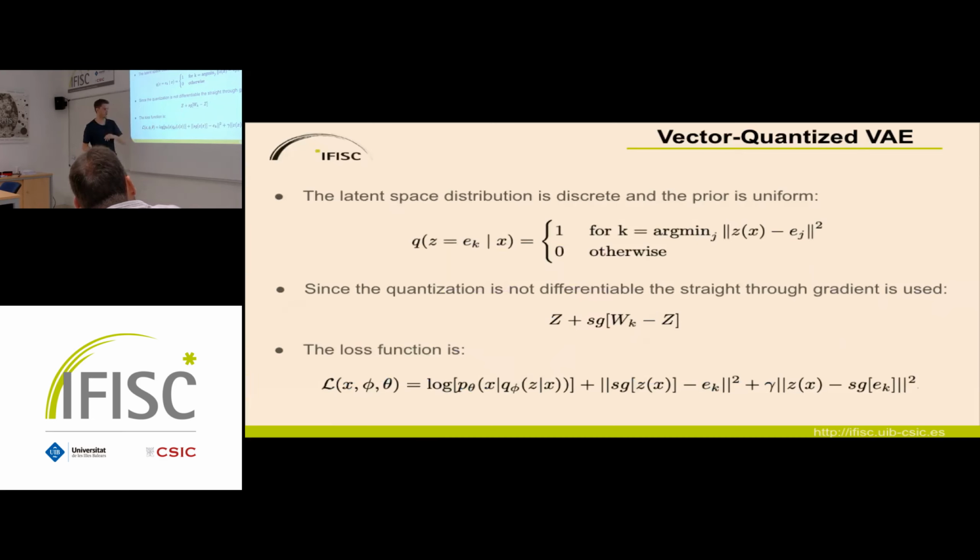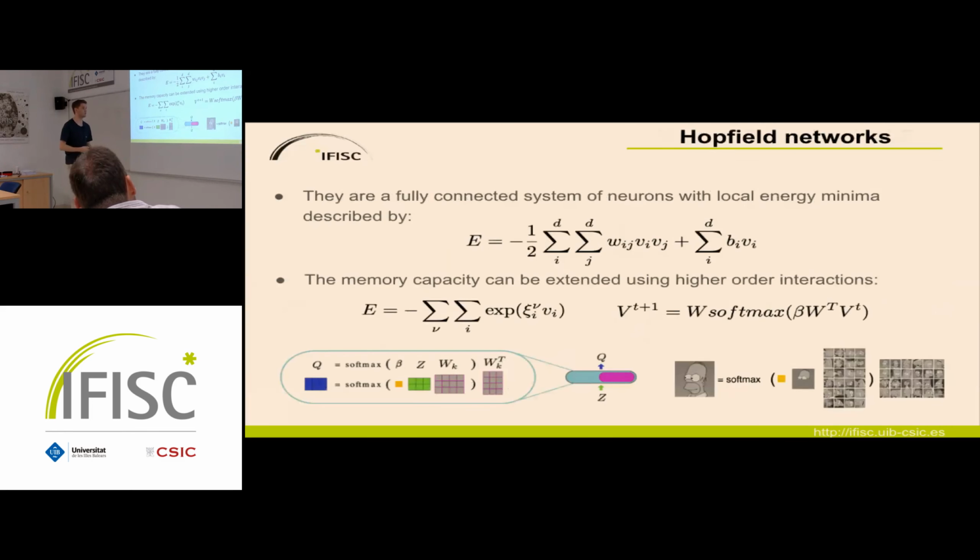So this is the loss function. This is just a reconstruction, and those are the two terms that make the codebooks closer to the latent space, the vectors, let's say. So okay, how can we relate this to the Hopfield networks?